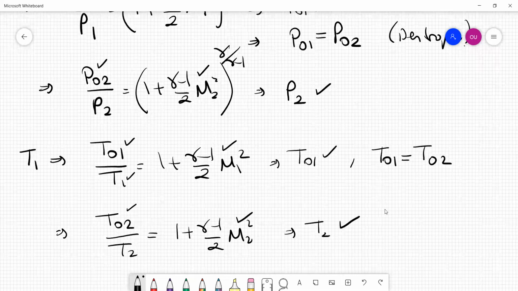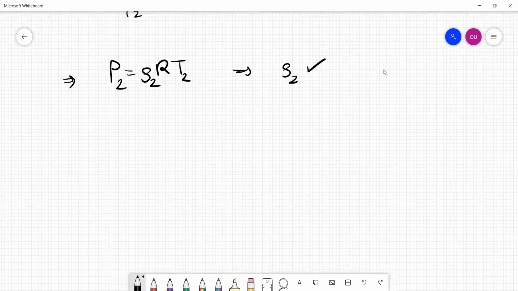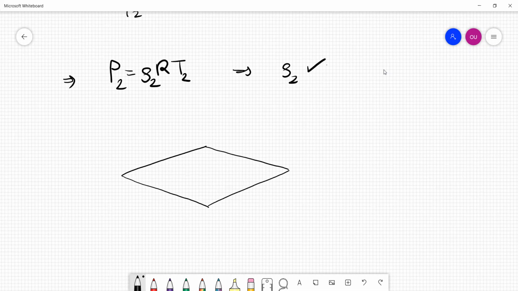One application before we finish today is, for example, the supersonic flow around a diamond shape. So let's say we have this kind of diamond-looking shape, and let's say this is the axis, and this is subject to 0 angle of attack, supersonic Mach number.